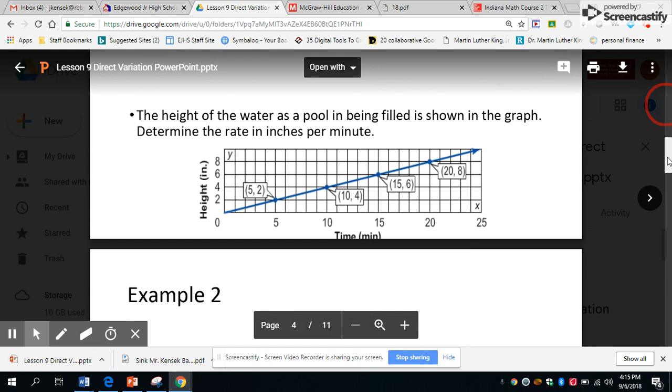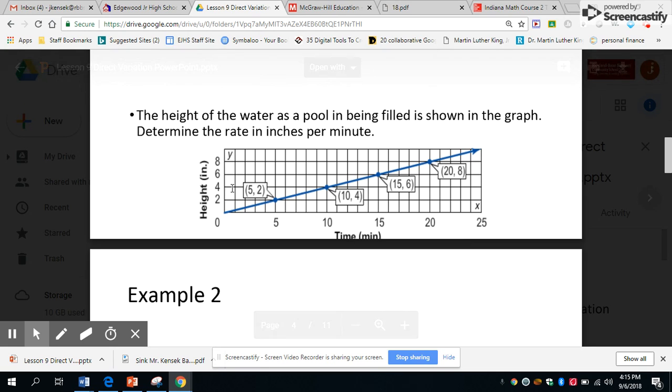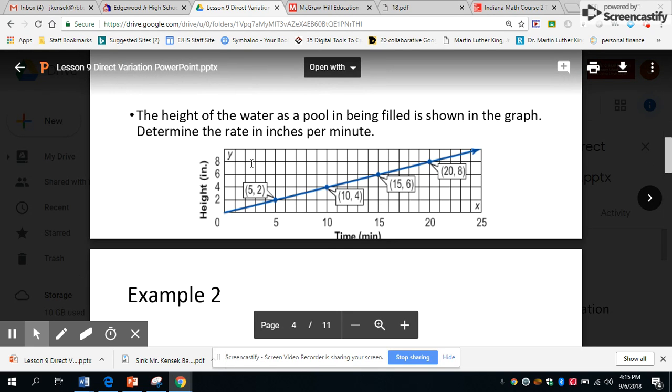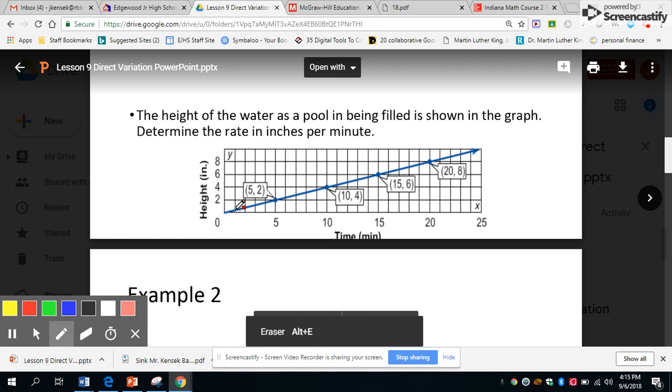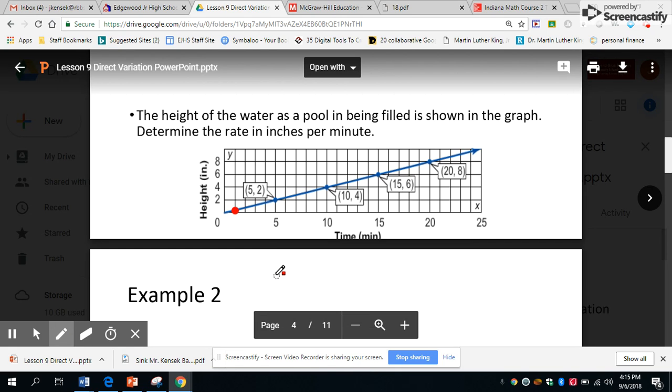So these examples, I think I went through one in class, but really what we're seeing in here is that if the time is going up by 5 and the height is going up by 2, so this is 5 minutes and 2 inches, I would divide 2 by 5 to get 0.4. That means it's going up 0.4 inches per minute. I really want the unit rate here. Really, I'm trying to identify what's going on right there, what that point is.